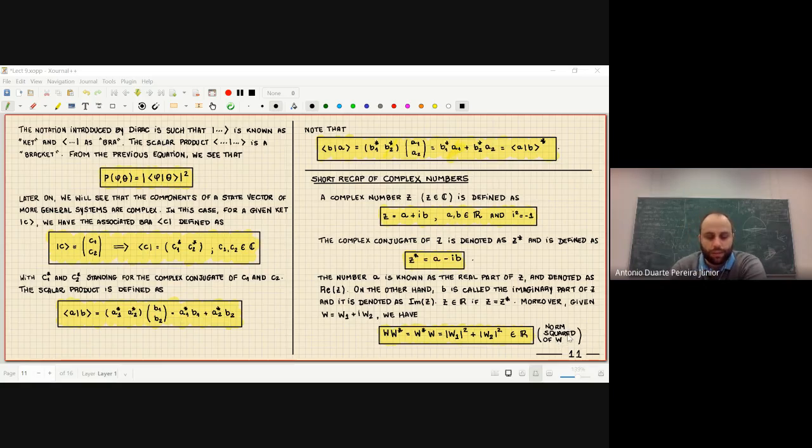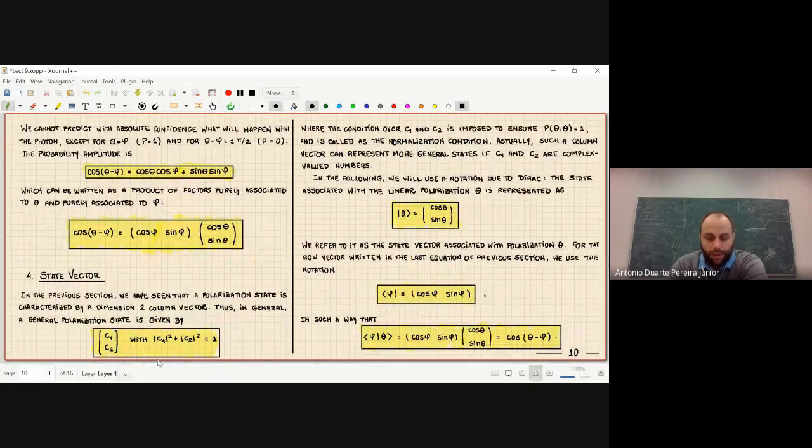So when I write here that a state vector must be such that the absolute value of c1 squared plus the absolute value squared of c2 must be 1, I'm saying that you have to compute here c1 times c1 star, c2 times c2 star, and these must add up to 1. So be careful with that. Okay.